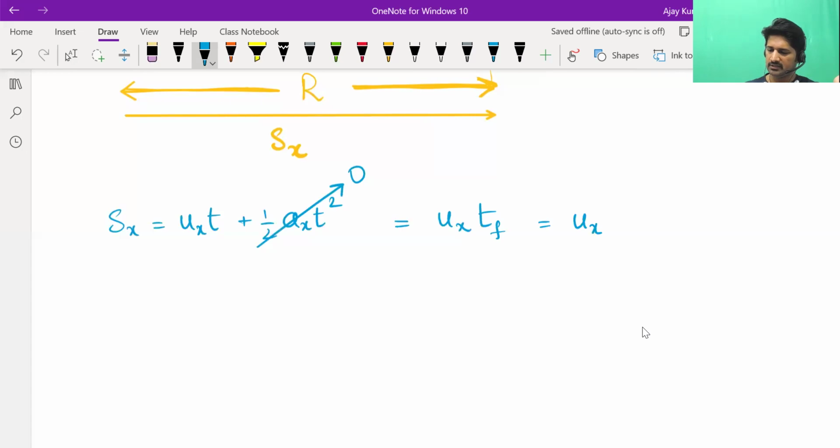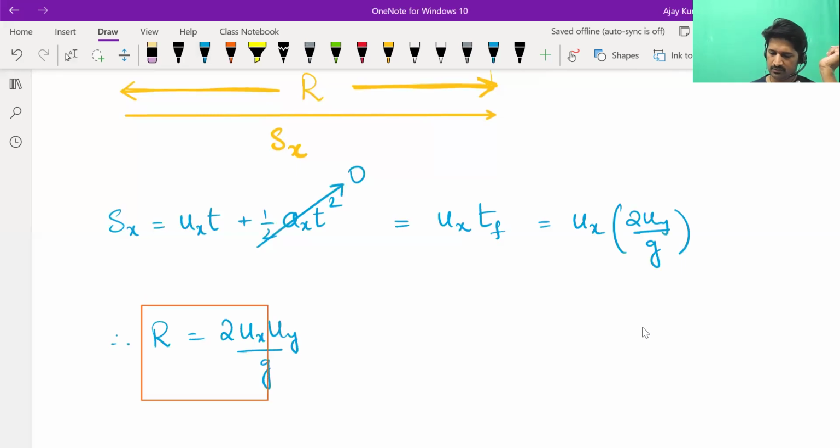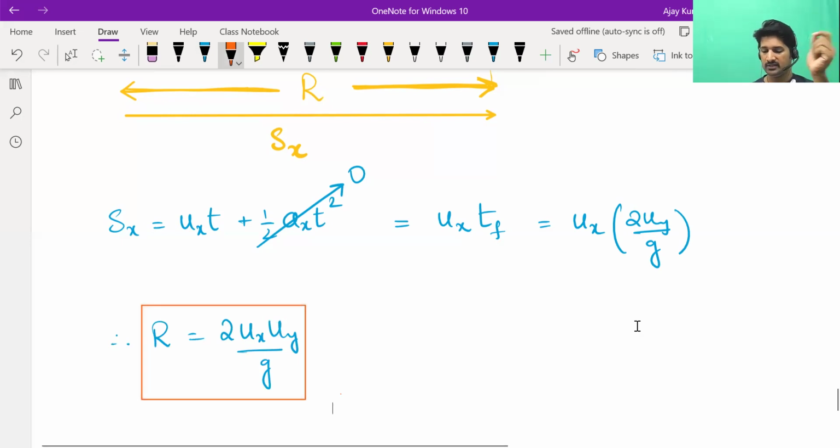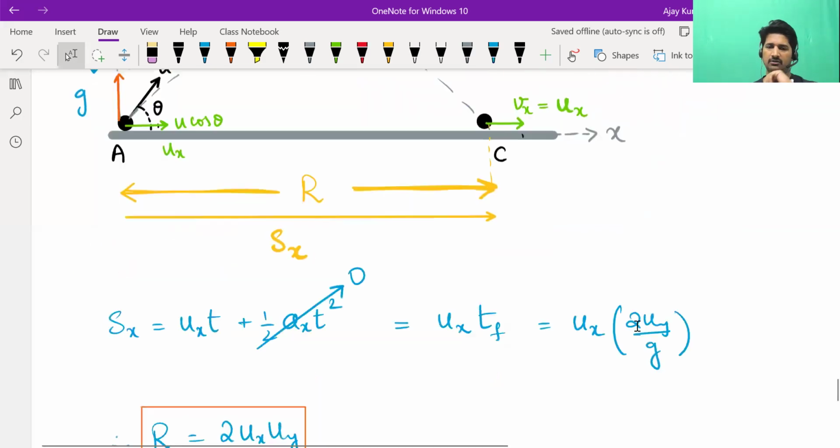So it becomes ux into 2uy/g. Good. Therefore, range becomes 2ux uy divided by g. So range depends on both x component as well as y component. Now you may ask, sir, range is displacement in x direction. Why does it depend on the y component? Because the time taken depends on the y component. Therefore, range depends on both x and y components.